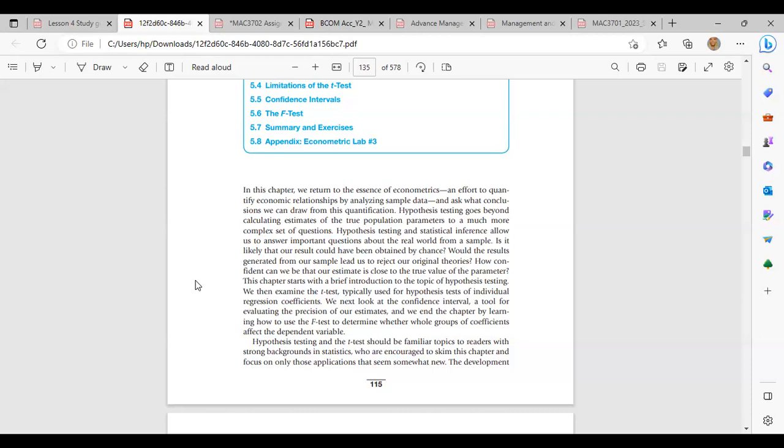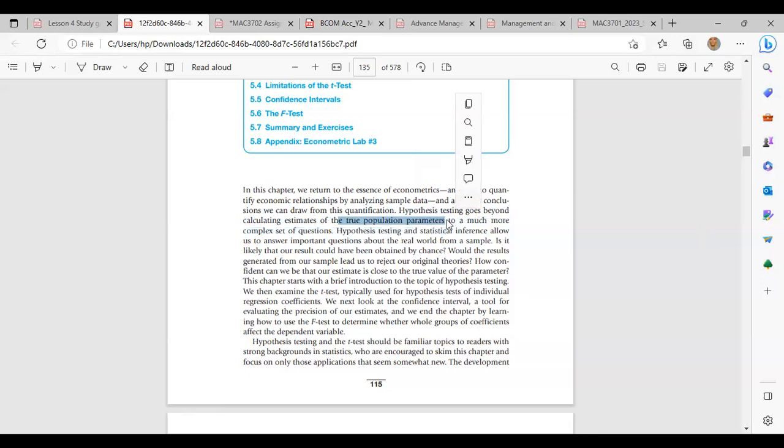So that's what we have done so far. So hypothesis testing now, this is where hypothesis testing comes in, right? Hypothesis testing goes beyond calculating estimates of true population parameters to a much more complex set of questions. We are going to be looking at those complex questions, but because we have now mentioned true population parameters, let's just bring that into perspective again.